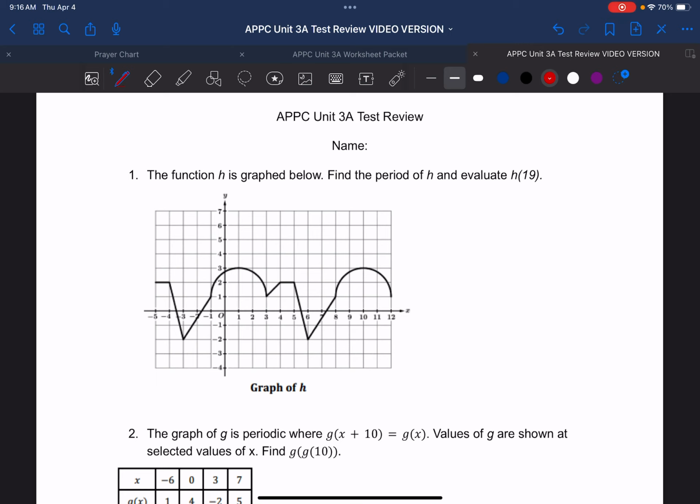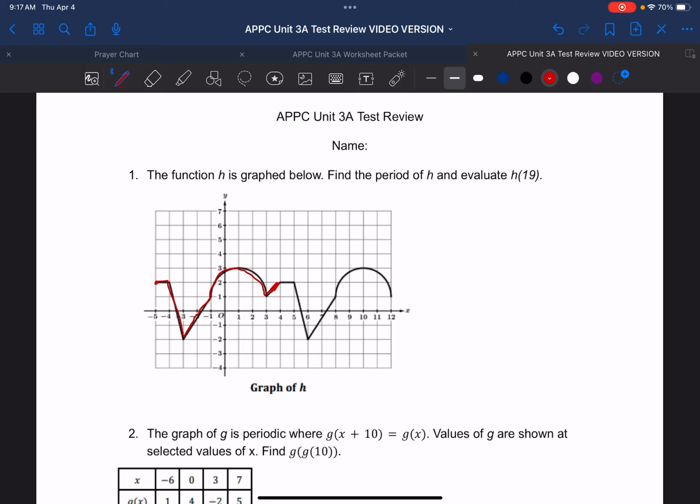The function h is graphed below. Find the period of h and evaluate h of 19. We need to know the period to be able to evaluate it. So there's a couple ways. Usually we would start at the y-axis, but you can see that doesn't cross at a good point, so I'm not going to do that. I'm going to start at this point here, right before it goes horizontal like this, and just trace until I get back to that start point.